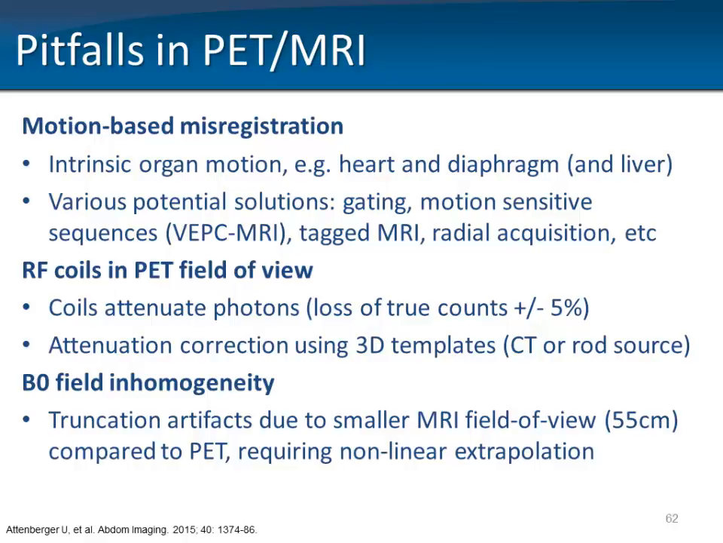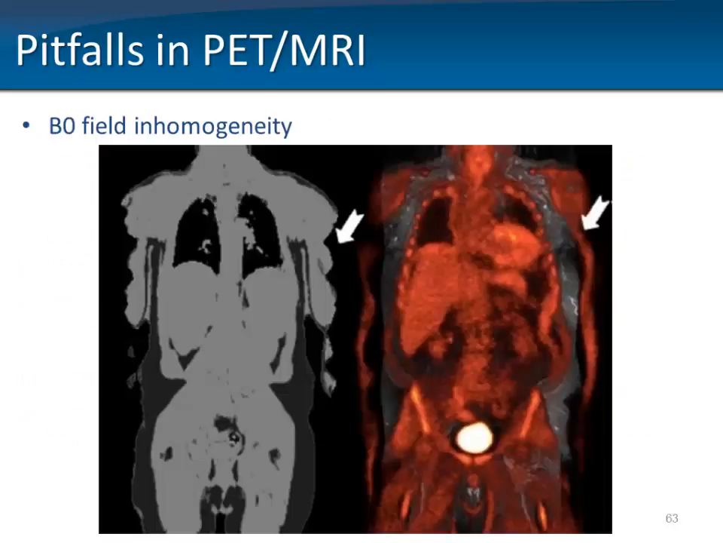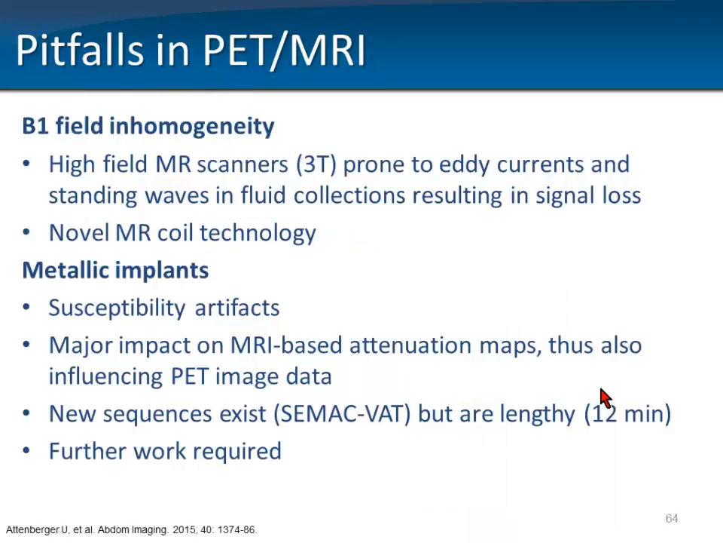Yes, okay. So, B0 field inhomogeneity. What that means is that the field of view for MRI is smaller than that of PET. So what you see is that you tend to overcorrect the edges, which gives you these waves. B1 field inhomogeneity is just due to the high power of the high field MR scanners, 3 Tesla. They can induce eddy currents and standing waves, which results in artifacts. But newer coils may be able to solve that. But then metallic implants really remain an issue, again, because our attenuation maps will get faulty due to the susceptibility artifacts.